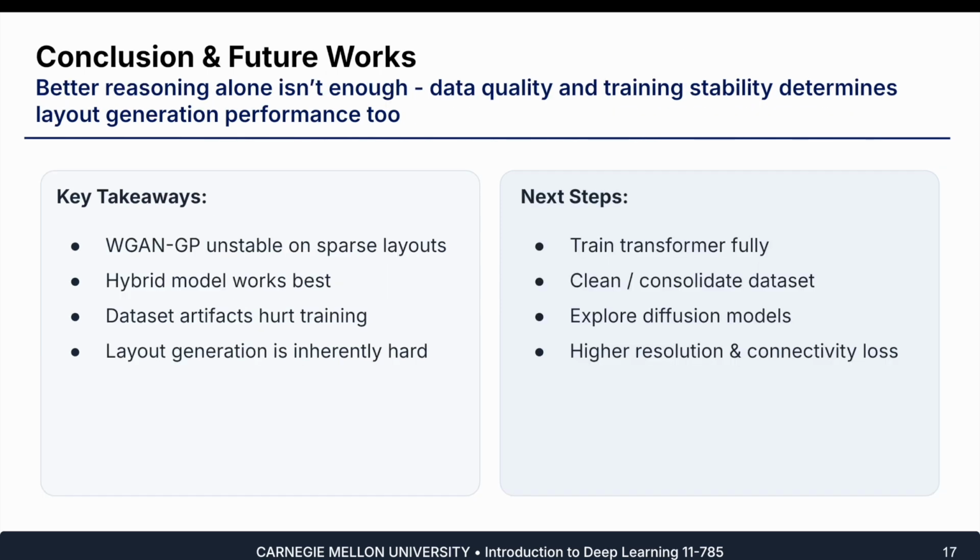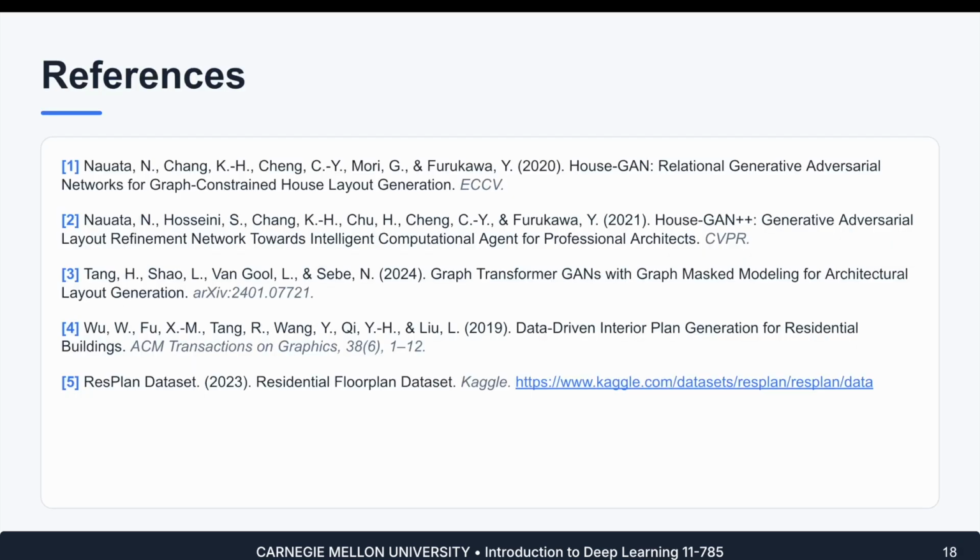In summary, we found that WGAN-GP training is unstable on sparse layout data, and that combining local and global reasoning through the hybrid model works best. We also saw that dataset quality plays a significant role, and preprocessing artifacts can negatively impact training. Overall, generating coherent layouts remains a challenging problem, especially when moving beyond fixed room structures. For future work, we plan to complete transformer training, improve dataset preprocessing, explore diffusion-based approaches, and incorporate higher resolution with better connectivity constraints. Thank you.